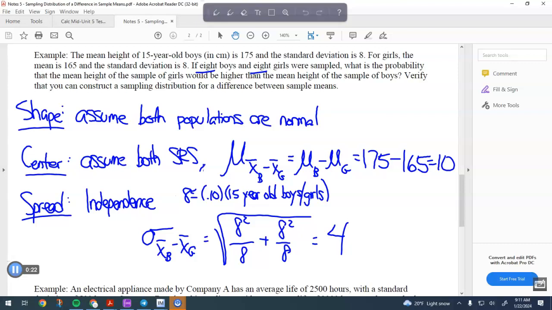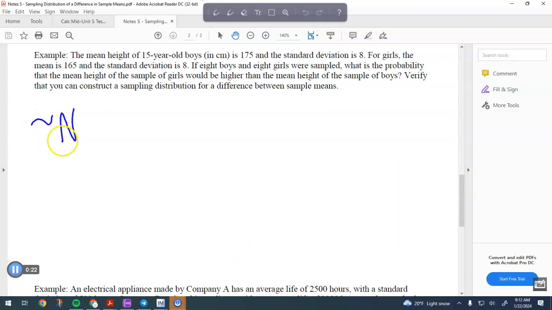I'm going to erase all that in a second. Any questions on that before I plow ahead? All I just did was prove that this is what I have. Approximately normal, that was the shape. That's the center. And that's the spread. And this is boys minus girls, that's the order that we did it.